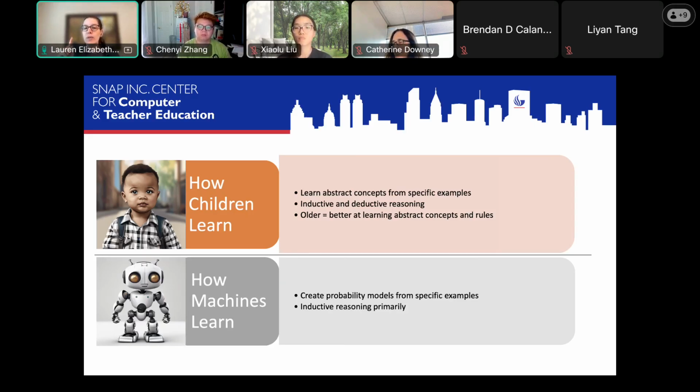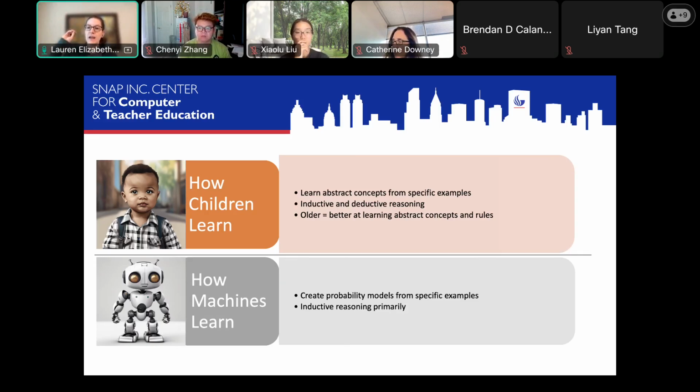Humans also do both inductive and deductive reasoning. With inductive reasoning, you see all these examples and you induct to an abstract concept or a relational rule. That's what we saw in supervised learning: you get all of these examples and you get this probability model of what this concept is. However, humans can also do deductive reasoning, and machines largely cannot.